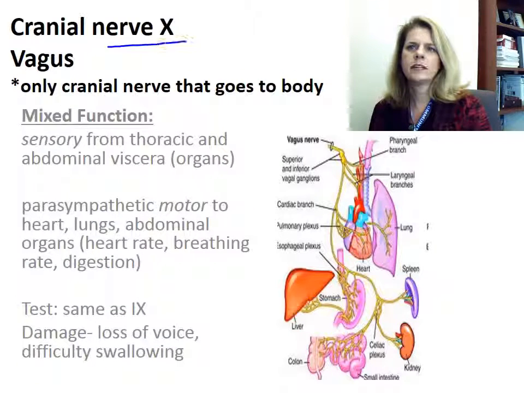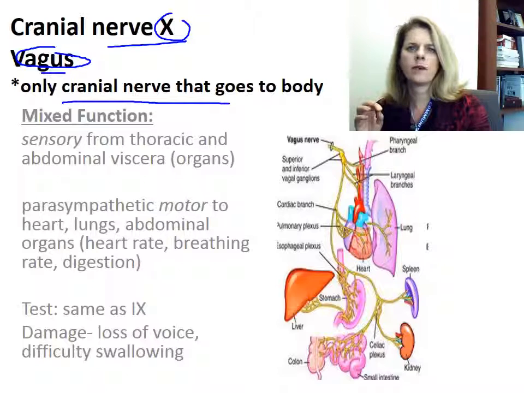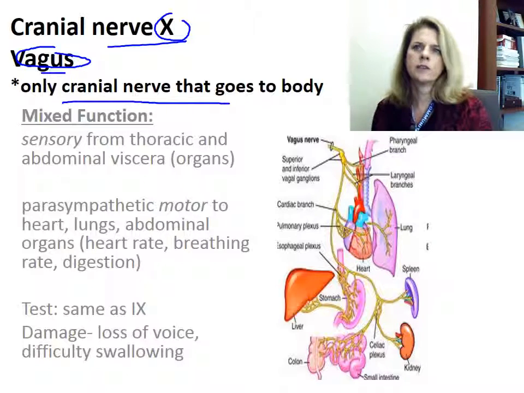Cranial nerve 10, the vagus. X marks the spot. This is the only cranial nerve that innervates down to the rest of the body, below the level of the head and neck. So when we get into the parasympathetic nervous system, we'll be talking about the vagus nerve. When we talk in the second part of A and P, we talk about a lot of different things going on with homeostasis and control of visceral organs. We talk about cranial nerve number 10. So vagus 10, X marks the spot.